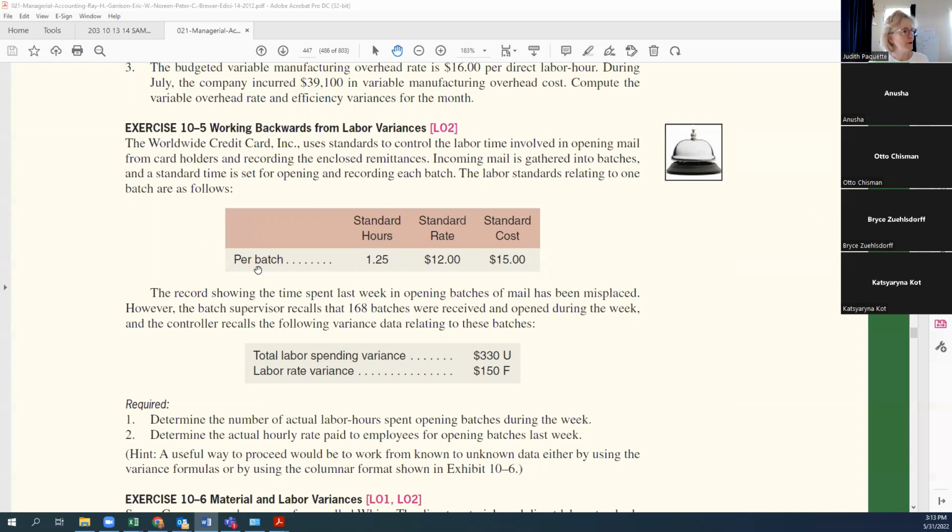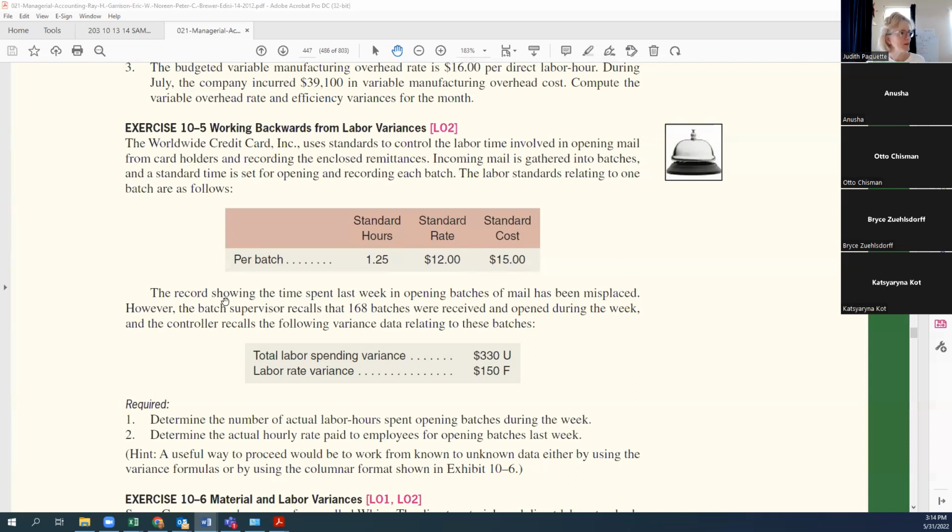All right. So worldwide credit card uses standards to control the labor time involved in opening mail from cardholders. Incoming mail is gathered into batches, and a standard time is set for opening and recording each batch. The labor standard for the batch is as follows. So here's our standard labor hours: 1.25 hours, 1 hour 15 minutes, $12 an hour. Standard for one batch is $15.